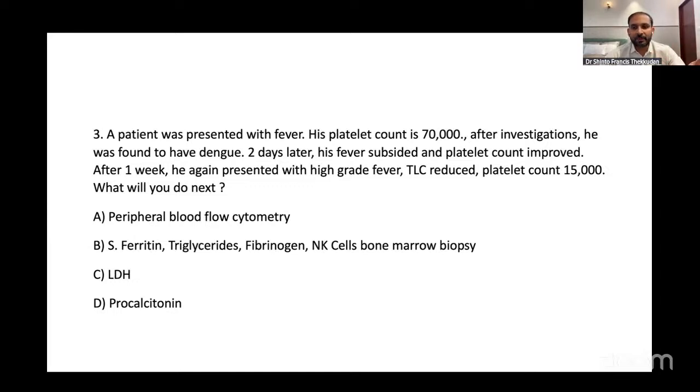Platelet was given as 70,000. After investigation, he was found to have dengue. So this is a dengue fever with thrombocytopenia. So probably 2 days later, the fever subsided and platelet count improved.